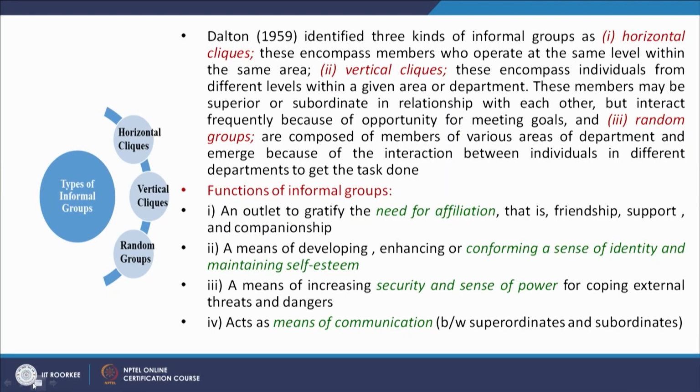Now continuing the same discussion about formal and informal groups, Dalton has identified 3 types of informal groups. The first is horizontal cliques. Now, clique is again an organizational term. Within the group itself, when people tend to form other groups, that is known as a clique.